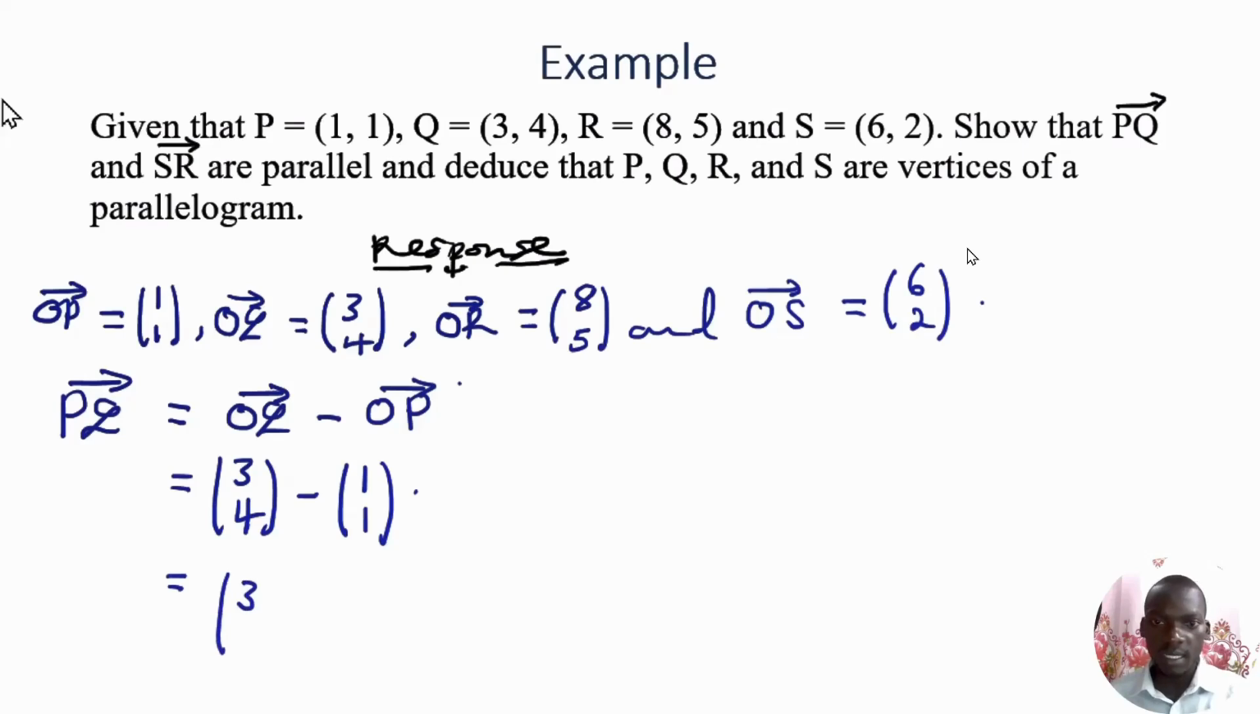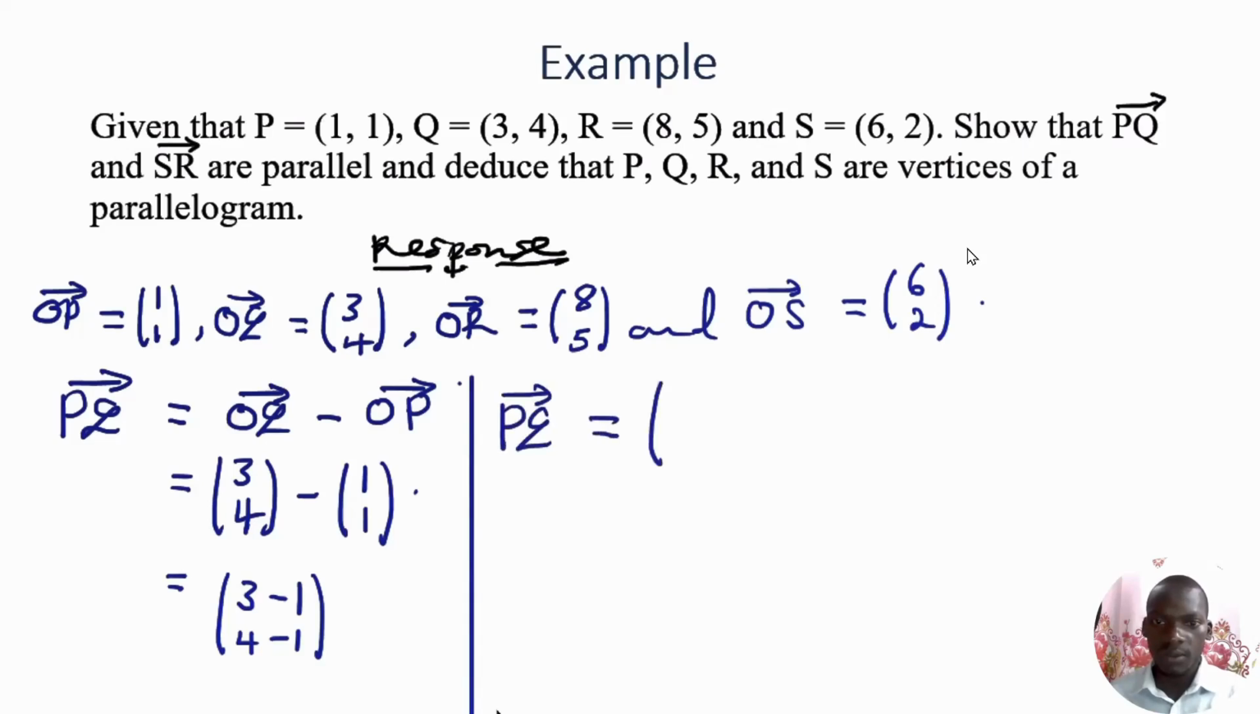Let us subtract the corresponding components. So we have 3 minus 1, then we have 4 minus 1. As we simplify this, vector PQ is equal to, 3 minus 1 is a 2, then 4 minus 1 is a 3. So we have our vector PQ being equal to (2, 3).